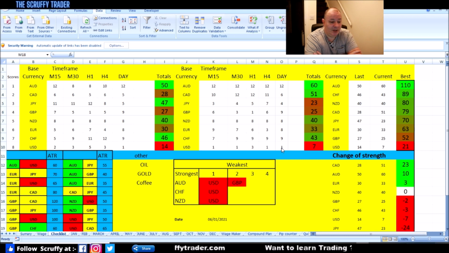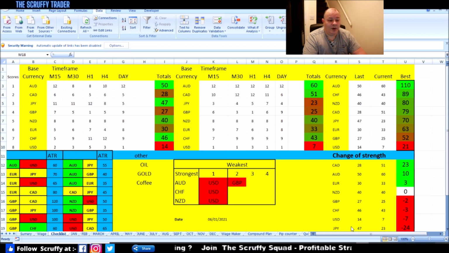Bit odd. The dollar's taken a royal pounding over the recent days and weeks, but it's not the weakest. You know, for all it's the weakest on the chart, its change is moving up the scale. So I do keep an eye on that.